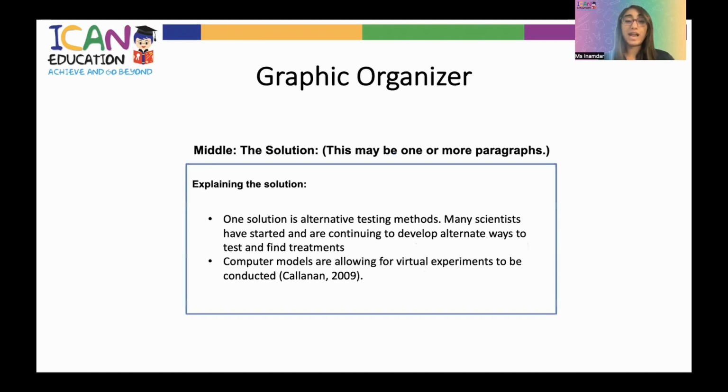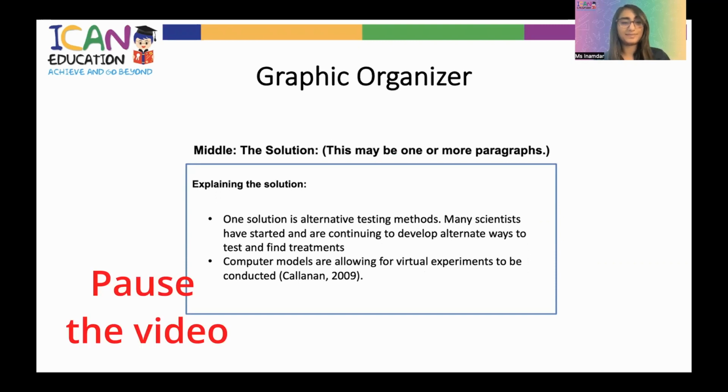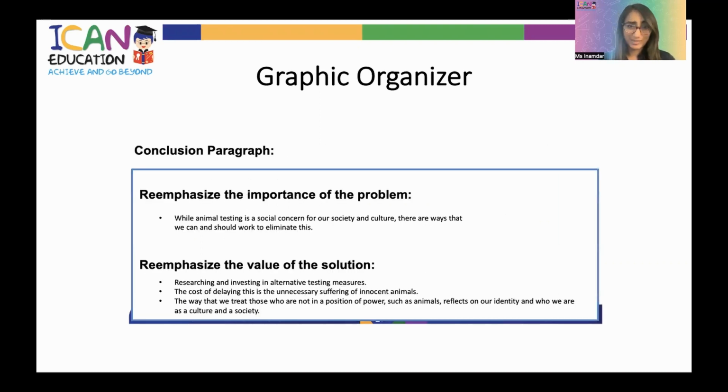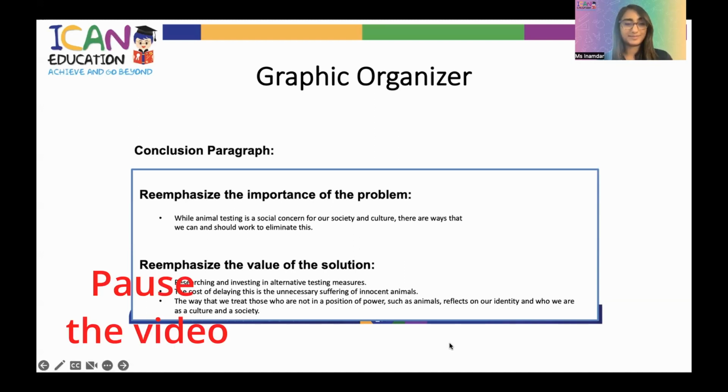So here is the paragraph with 2 solutions. You can read the solutions, pause the video, and come back when you're done. All right, welcome back. And finally, here is your conclusion paragraph. Here's the information about the importance of the problem, and here's the information about the value of your solution. Pause the video, read the information, come back when you're done.